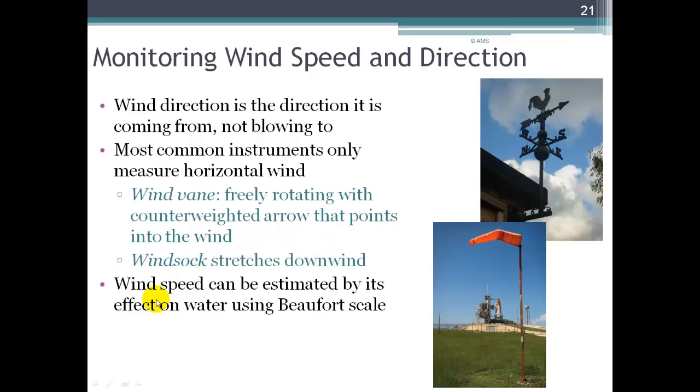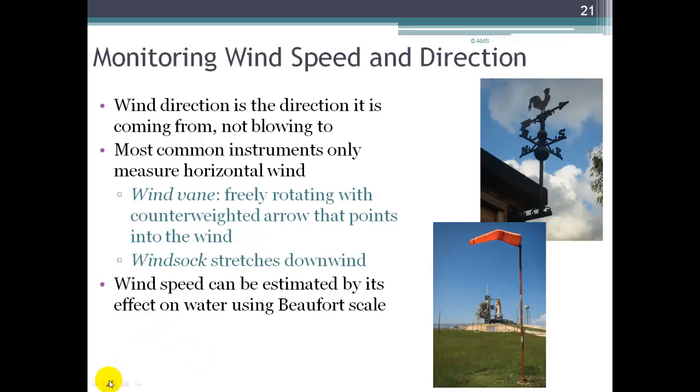A more simple device is a windsock, which you see around airports a lot of times, and windsocks simply blow downwind. So they don't point into the wind like our wind vanes do, but they blow with the wind. So you can look at it very quickly and see, oh, the winds are blowing in such and such direction.